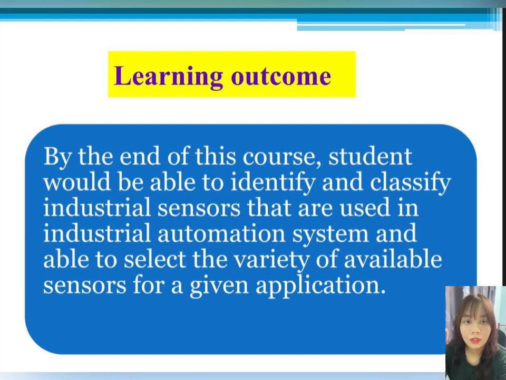So we have known that the sensor is widely used and it is very important for the industrial automation system, as it provides great accuracy and precision. Also, it is able to work in harsh environments. So by the end of this chapter, the students, which is us, are able to identify and classify the types of sensor that are used in the industrial automation system, and we are also able to use the selected sensor that is available for a specific application.